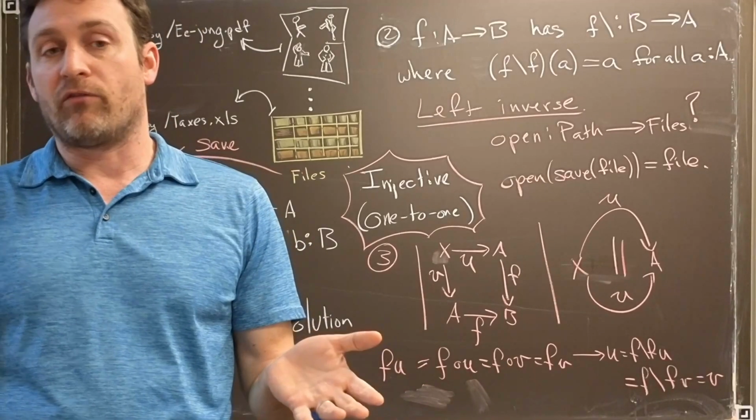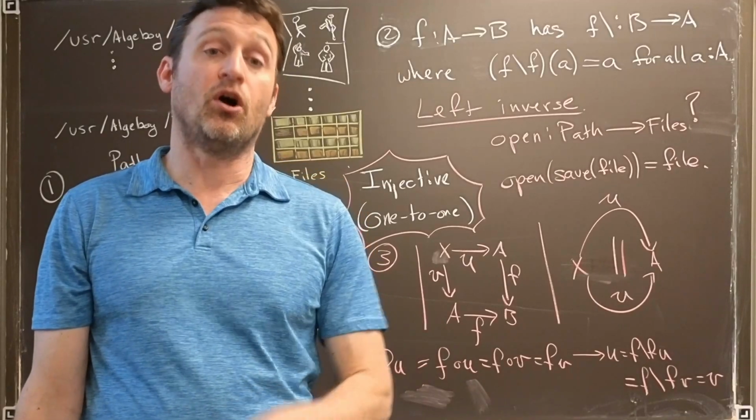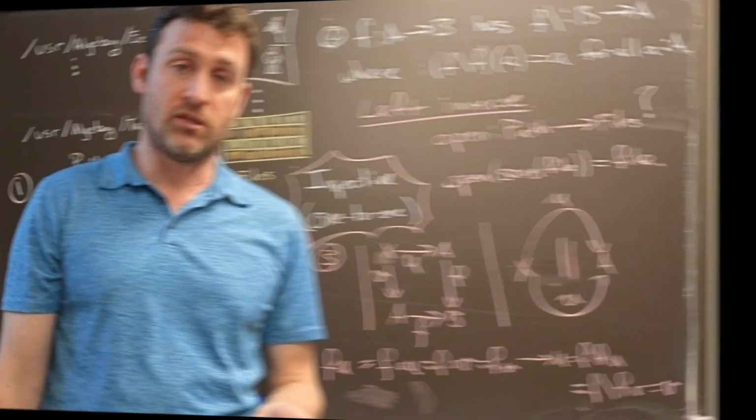If you look back at our video on surjectivity, you'll see the dual version. It was cancellation on the right. We had right inverses.